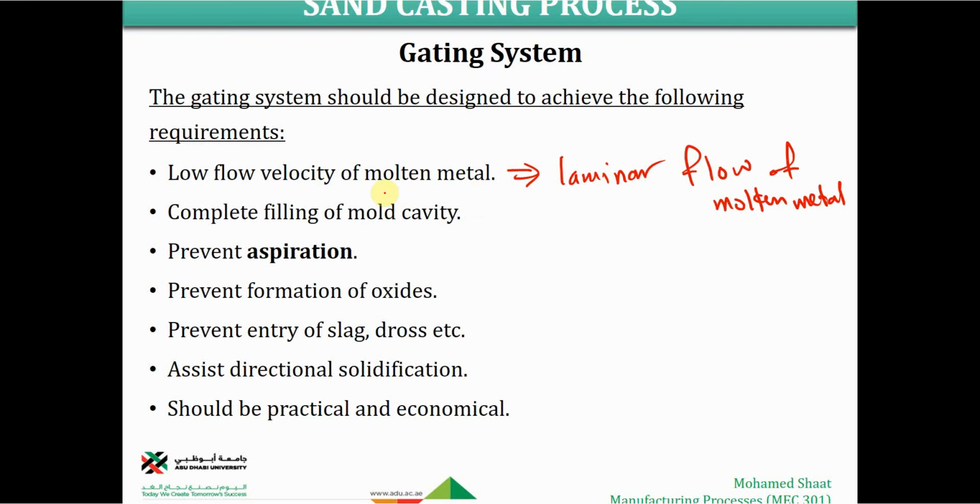Also, the gating system should prevent the aspiration. As we discussed before in the class, aspiration is one of the serious problems that can exist. It is a phenomenon like breathing air. Aspiration means that we're breathing air in to fill the mold cavity. And this would happen in case we have a straight down sprue, as we're going to discuss for the down sprue right now. But in general, one of the essential requirements for the gating system is that it should prevent the aspiration. Also, it should prevent formation of oxides.